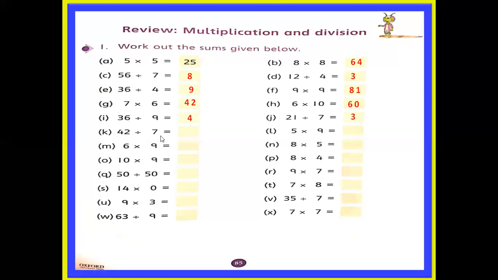42 divided by 7. Again, the table of 7. 7 ones are 7. 7 twos are 14. 7 threes are 21. 7 fours are 28, 7 fives are 35, 7 sixes are 42. So 6 is our answer. Okay.